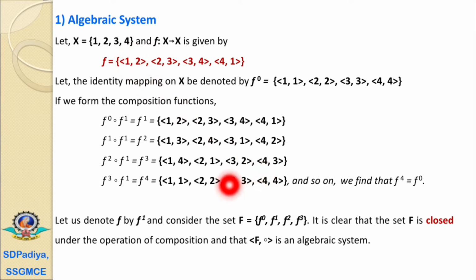When we find f raised to power 4, 5, 6, 7, it will be the same as f raised to power 0, 1, 2, 3. If we find f raised to power 8, 9, 10, 11, it will again be the same as f raised to power 0, 1, 2, 3. It means that after f raised to power 4, it is repeated, just like the modulus operator in mathematics.